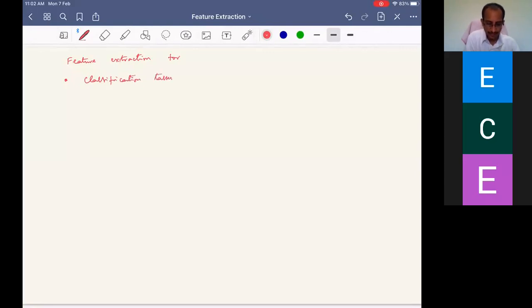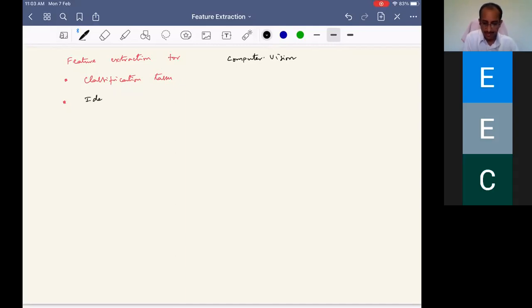Okay, what else? Any other task where we need feature extraction? Identification, recognition, detection. Okay, identification and recognition of what? Of any object, face, and so on. Okay, where else? What are the other computer vision tasks? Can you name some of the computer vision tasks other than what we have written here? Image detection, segmentation, object detection.